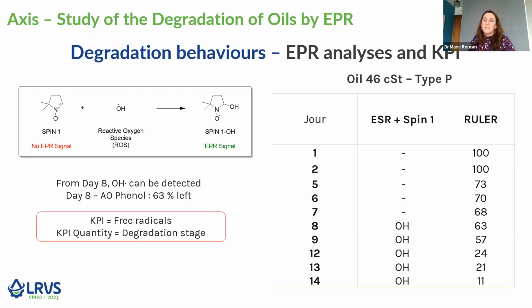But starting from day 8, when we had only 63% of antioxidant left, then we started seeing something, which means that up to 60% of antioxidants, it seems that no degradation of the oil has started. And this is nice because that means you can link these free radicals to the degradation stage. So these free radicals can become a quality indicator of the state of the oil.